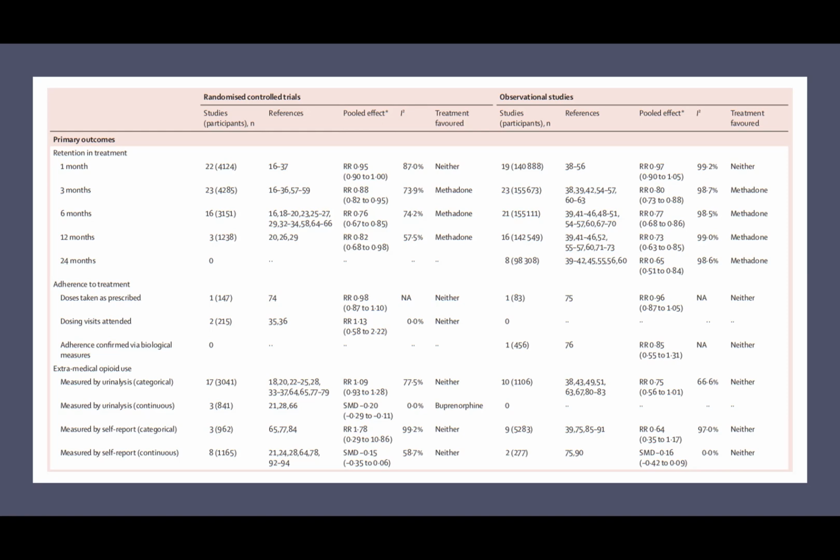If you look at the continuous measure by urinalysis in the randomized controlled trials, there were 3 RCTs that evaluated this and seemed to favor buprenorphine over methadone, but otherwise there doesn't seem to be a significant difference between buprenorphine and methadone in terms of extramedical opioid use, at least from the rest of the data available.